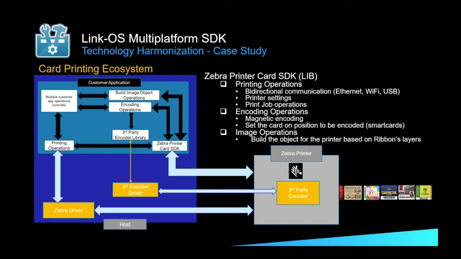So let's review one case that we normally want to show to demonstrate how we have done this integration, and it is the one related to our card printers. In our card printers, basically we have this ecosystem where our SDK does some things just to interact with third-party SDKs. When we work with the card printer SDK, we manage basically three operations. Printing operations is clear, encoding operation, but only for magnetic. There are other operations that are not done with our SDK, but we need to use our SDK to position the card for those, and it's basically RFID operations. And the last part is that we also help with our SDK to improve the image operations, so we are able to build the object and print those with different ribbon layers. We want to see that later too.